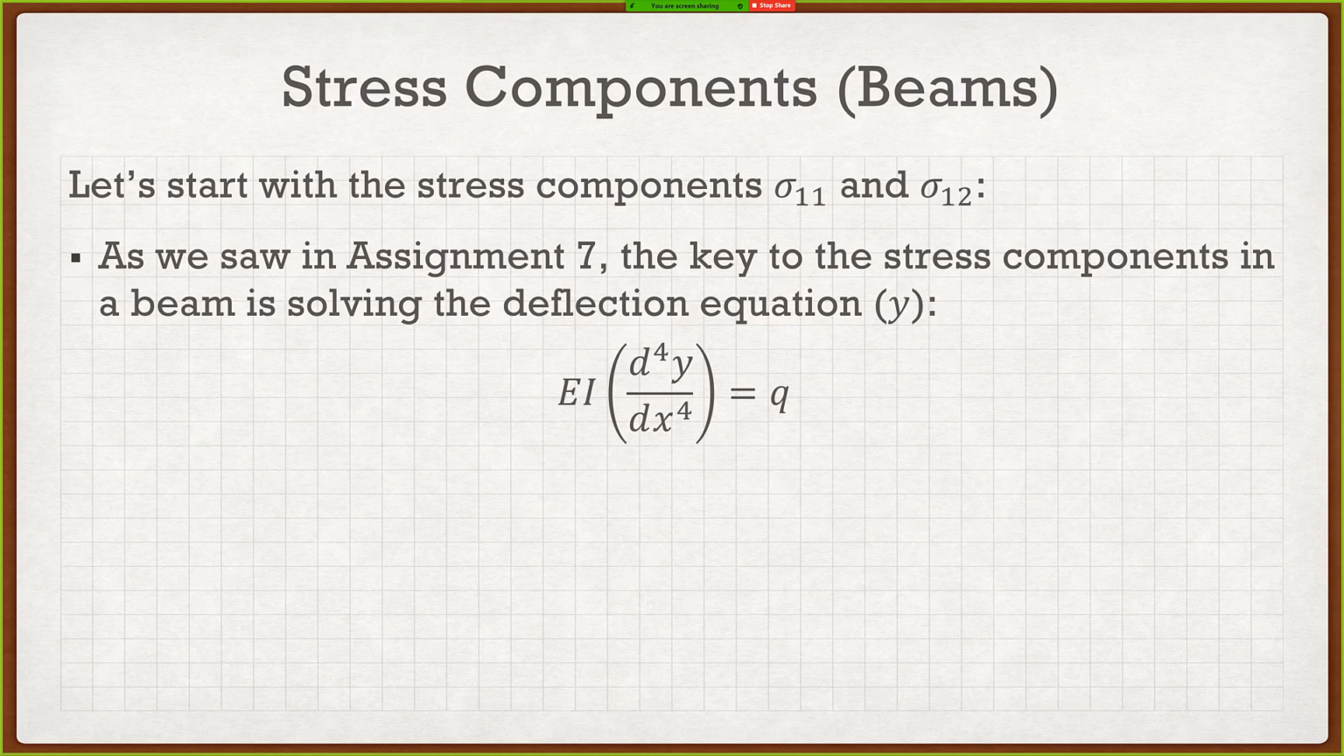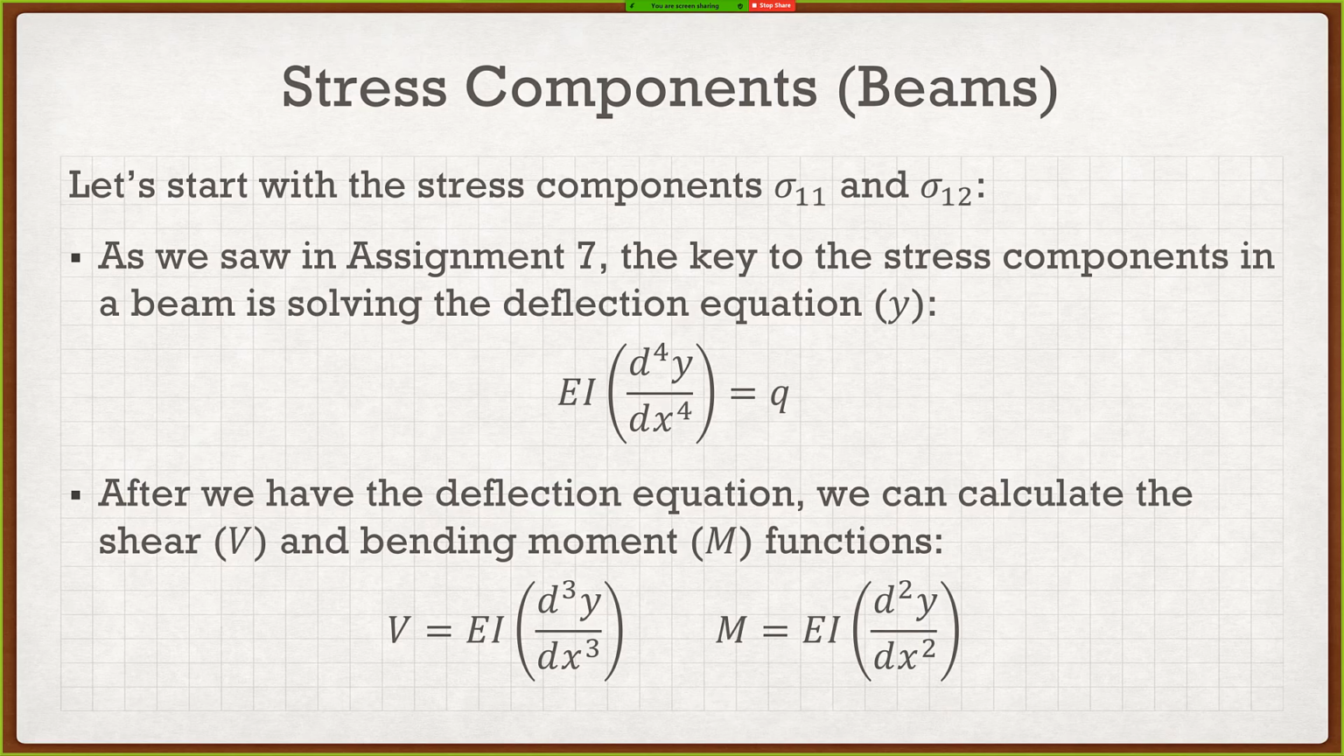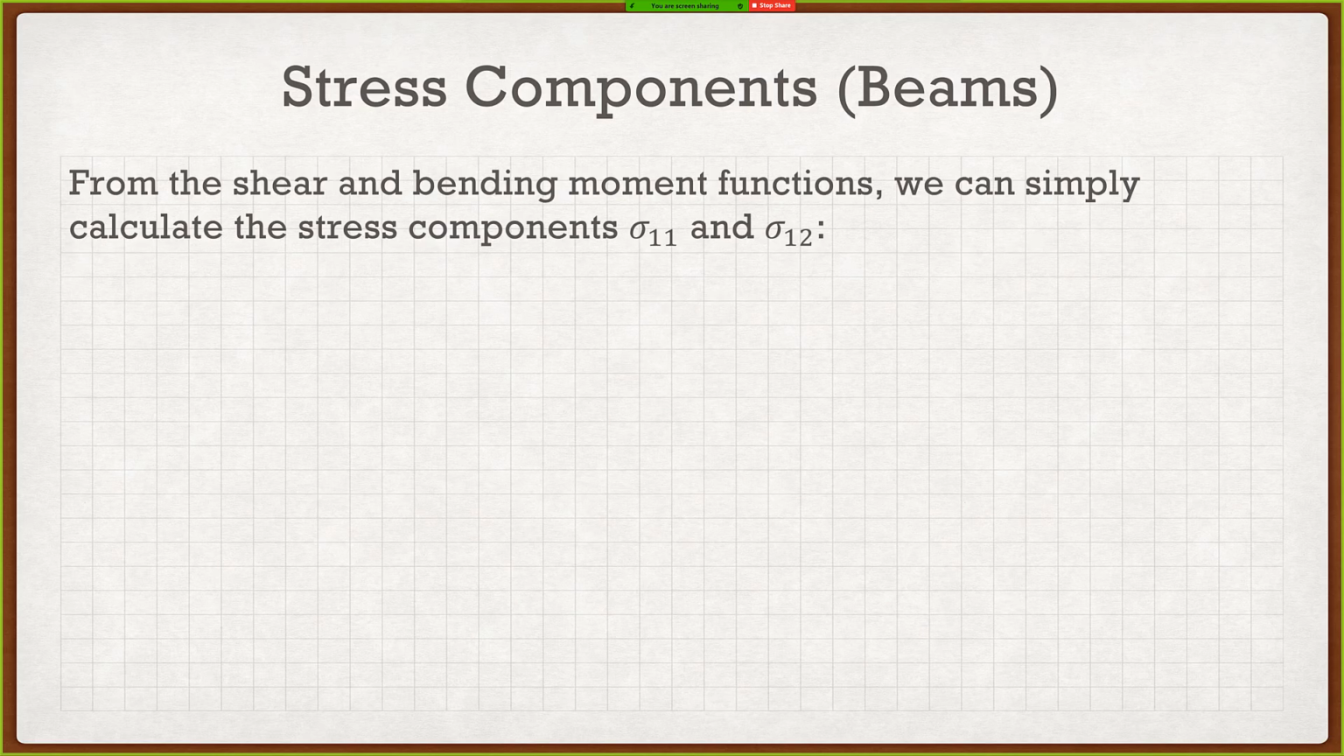Now, we can take that a step further and say, all right, if we have that deflection equation, then we can find the shear and bending moment functions. The shear function V is simply going to be EI multiplied by the 3rd derivative of that deflection function, which we solved for above. Similarly, that moment function is going to be EI multiplied by the second derivative of that deflection function. So again, if we have that deflection function, we can find both the shear and the bending moment functions. And you guys may have forgotten assignment 7, and say, hold on, Clayton, why do we need those? Well, the stress components sigma 11 and sigma 12 have very nice formulas, and as you will see, they're dependent on those functions.